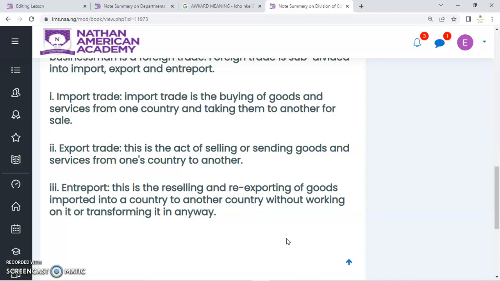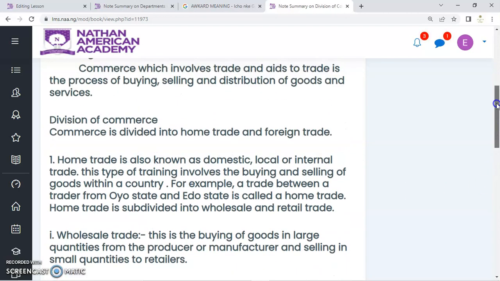But entreport is a process whereby those cocoa pods were taken from Nigeria to Ghana as cocoa, and it was further taken from Ghana to America as cocoa, still in the same form of cocoa. So that makes it entreport. So that is it for division of trade.